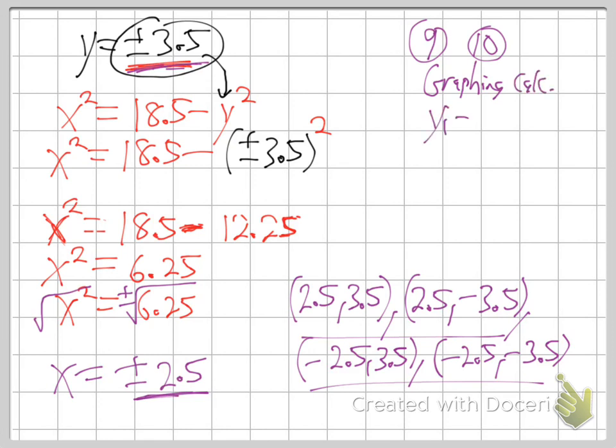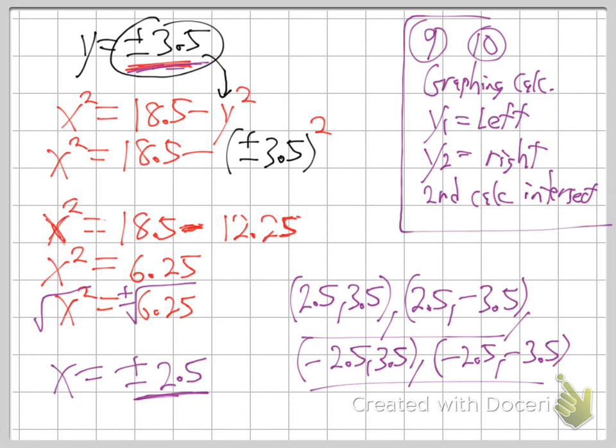You let y1 be the left side, like we even did on the test we just took, y2 is the right side, and do second calc intersect. I want to mention that you change the equation so it's y equals the stuff. Right, you've got to get y alone. Yeah, good, thank you, Wendy. So some of those you have to get y alone. I didn't notice that. So 9 and 10, graphing calculator.